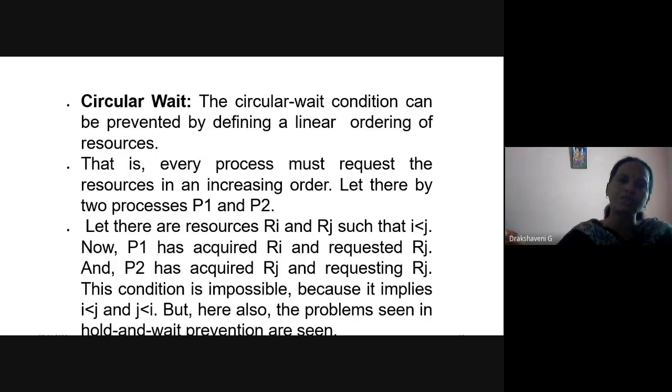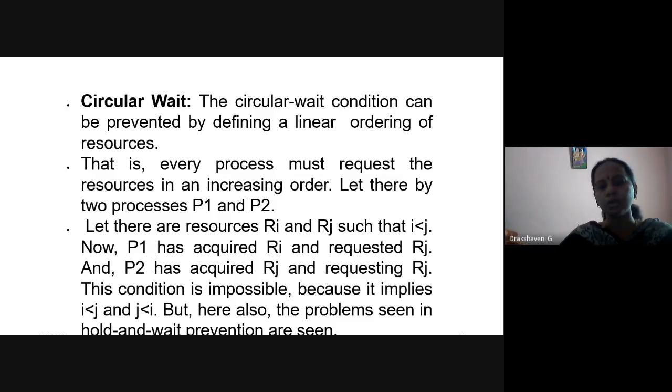And the last condition, where we can see to it that deadlock is not happening, is circular wait. The circular wait condition can be prevented by defining a linear order of resources. Linear order means giving an order: 1, 2, 3, 4. Like this, you have an order for your USN. Why do we have a USN order? So that USNs are ordered alphabetically to identify uniquely. In the same way, in circular wait, every process must request resources in increasing order.